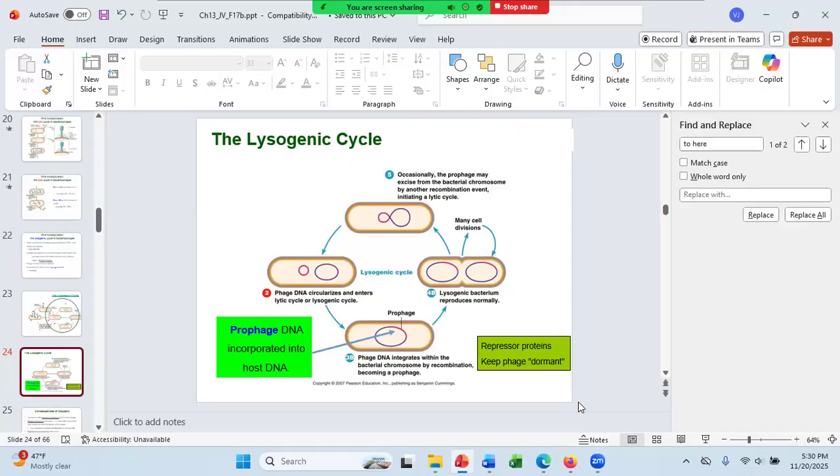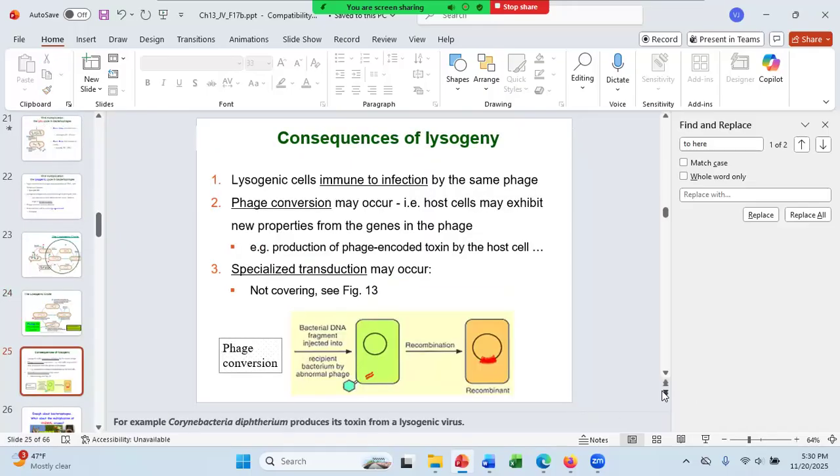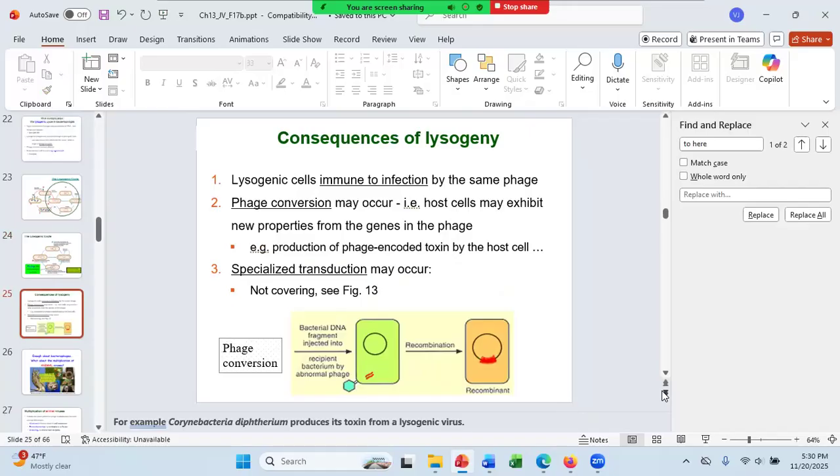All right. There are some consequences of lysogeny. First, a lysogenic cell, once it has a lysogenic virus in it, I'm talking about the bacteria cell, is immune to infection by viruses of the same species of the bacteriophage. Once you become infected with a lysogenic virus, you're now immune to becoming infected by other viruses of that species of virus.